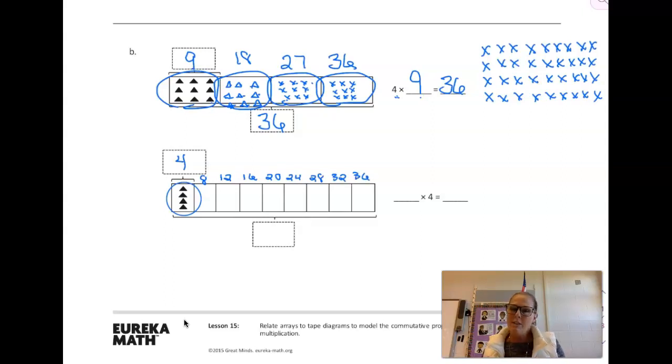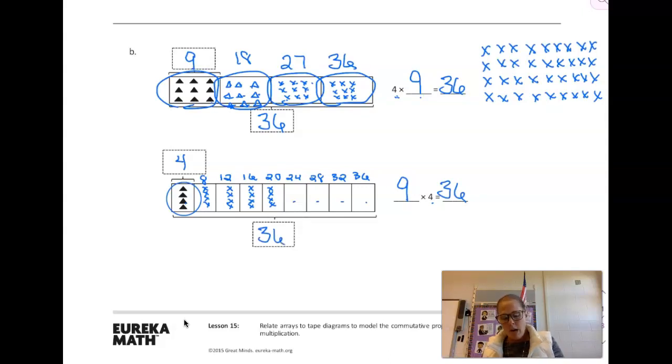And if you're not going as fast as me, stop the video. You can do your counting and then come back. If you want to draw your X's, that is perfectly fine to help you do your skip counting, okay? So we have 4 in each group times 9 groups. 1, 2, 3, 4, 5, 6, 7, 8, 9 groups, and we have a total of 36.